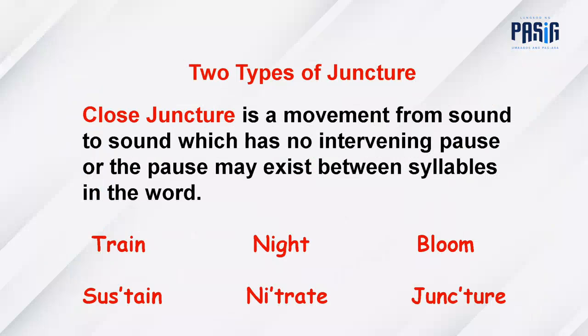There are two types of juncture. The first one is called closed juncture. Closed juncture is a movement from sound to sound which has no intervening pause or delay. Examples of this are train, night, and blue.